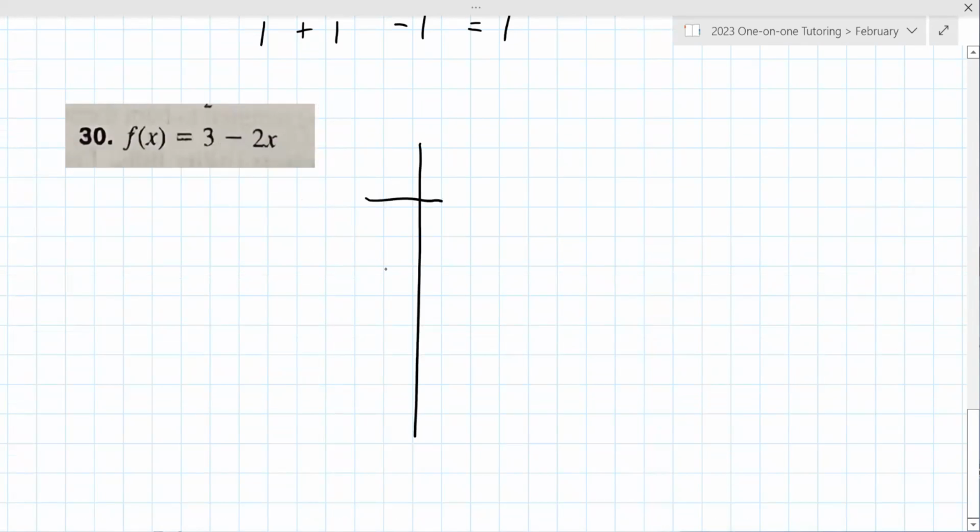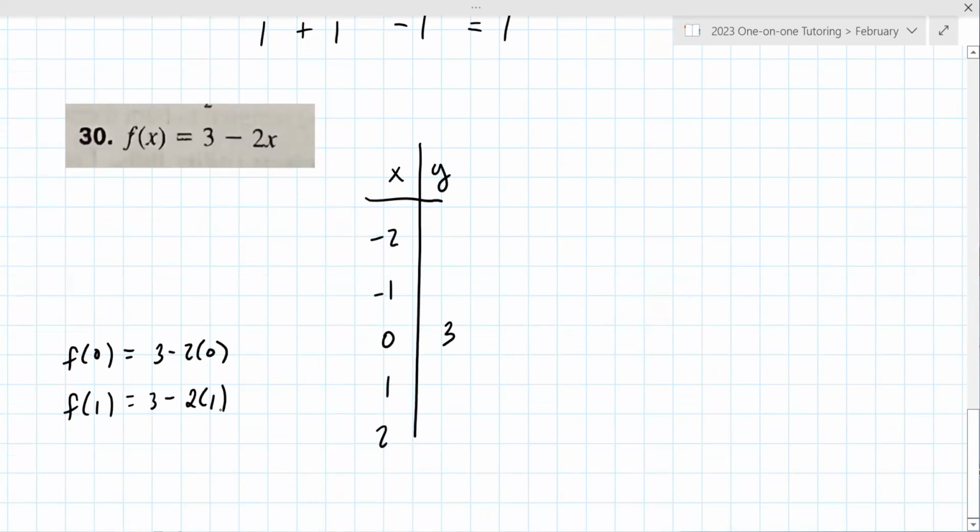I'm sorry, you're evaluating it at -2, -1, 0, 1, and 2, x and then y. So at 0, f of 0 means 3 minus 2 times 0, which is 3. F of 1 is 3 minus 2 times 1. 3 minus 2 is 1. F of 2 is 3 minus 2 times 2, which is -1. And you see the pattern, right? They're going down by 2. So this is 5, this is 7.